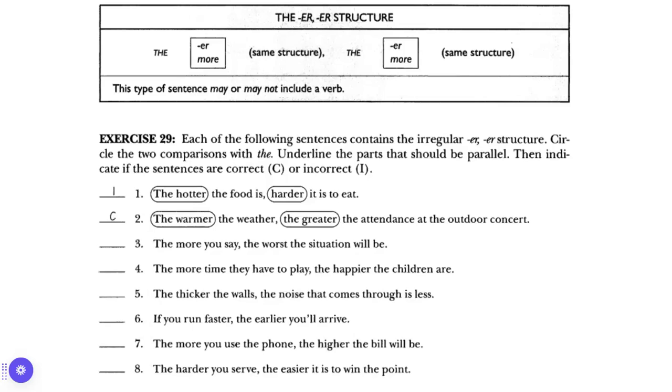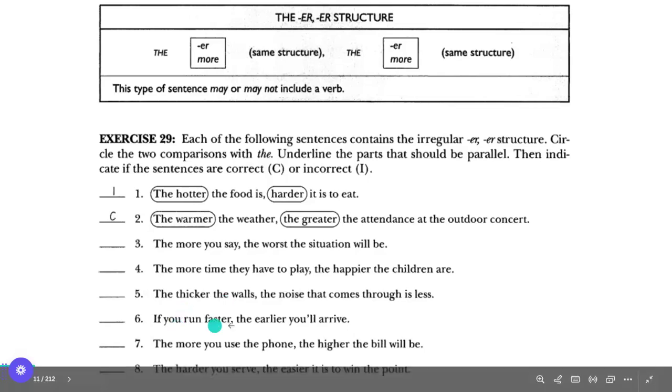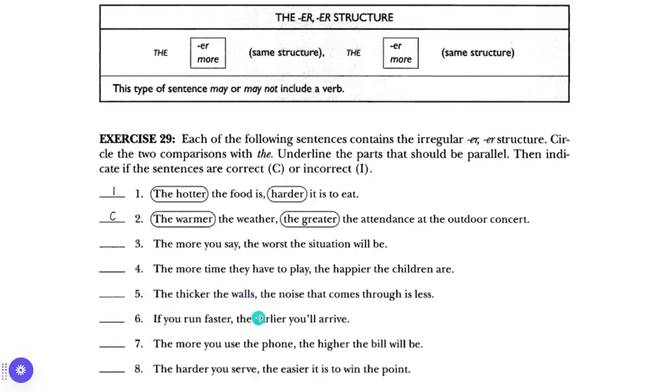Number 6, it says, if you run faster, the earlier you arrive. It should be the faster you run, yes, to make a balance with this, the faster you run, the earlier you'll arrive.